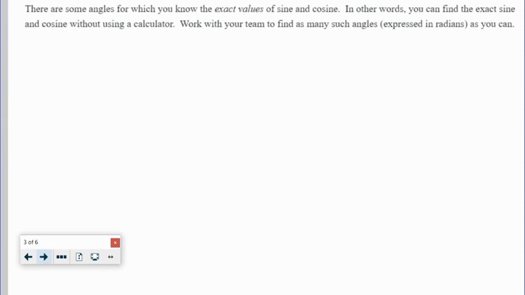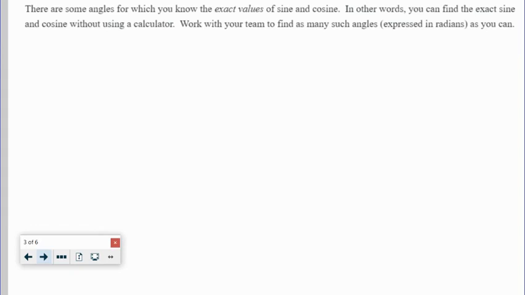It says there are some angles for which you know the exact values of sine and cosine. In other words, you can find the exact sine and cosine without using a calculator. Work with your team to find as many such angles expressed in radians as you can. Okay, so this is the first place that our special right triangles are going to come into play.